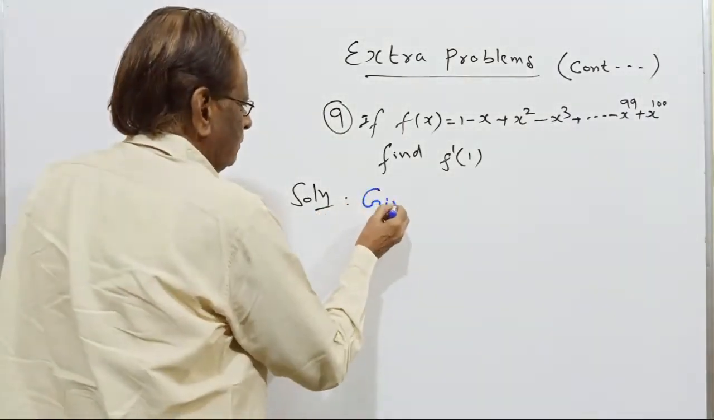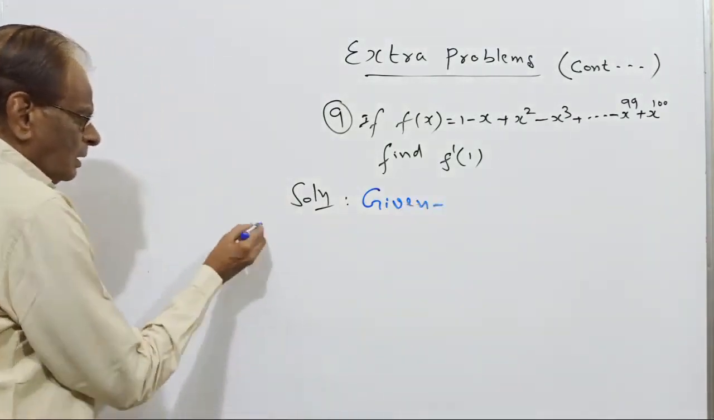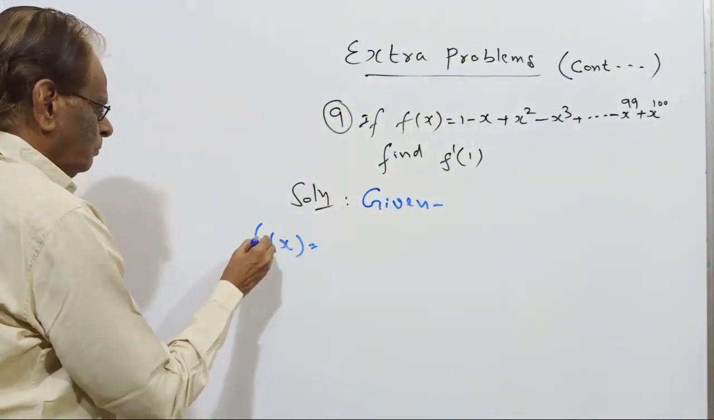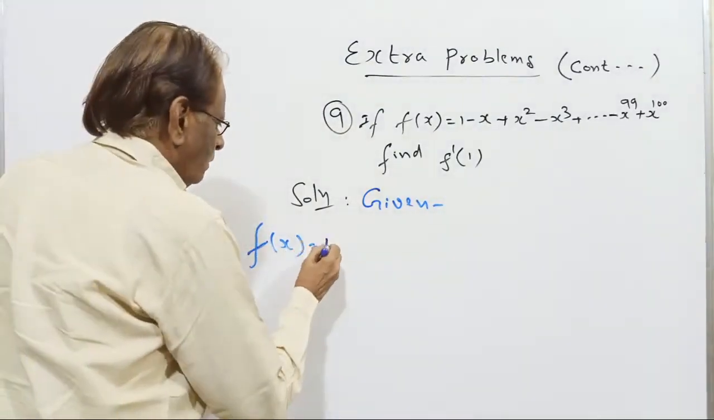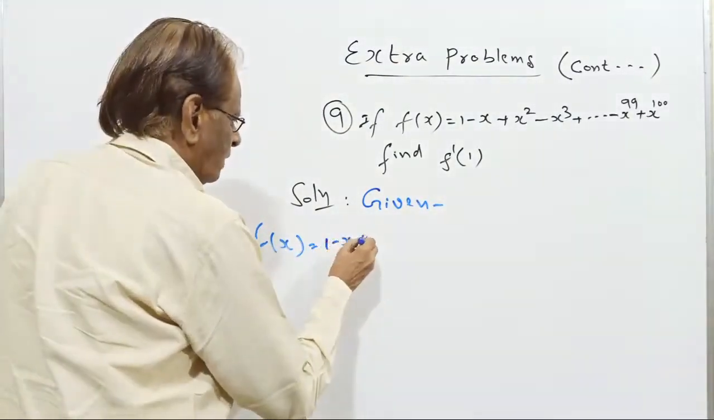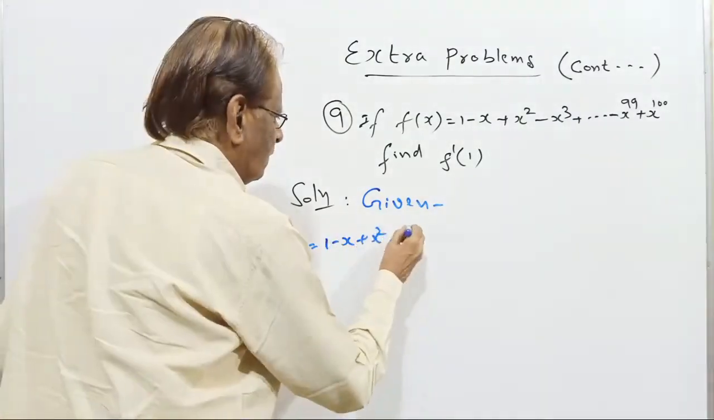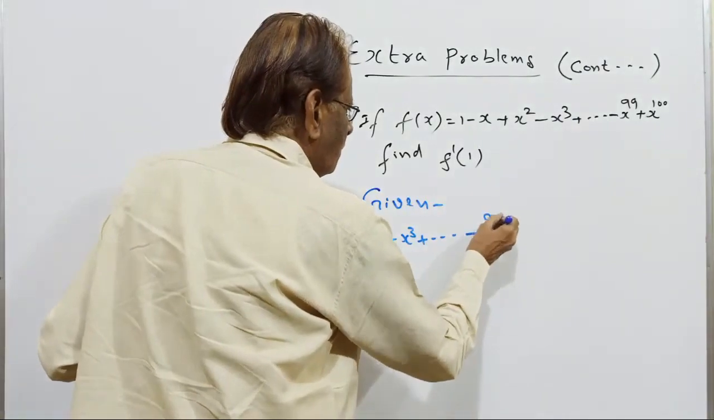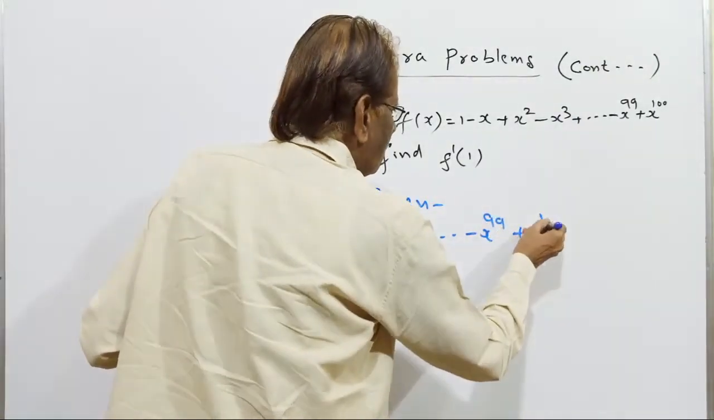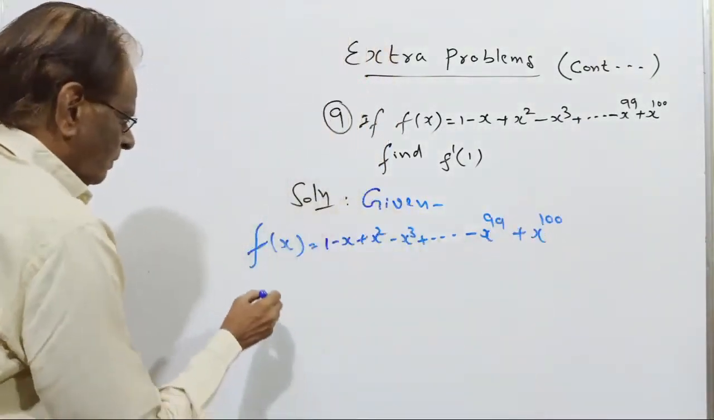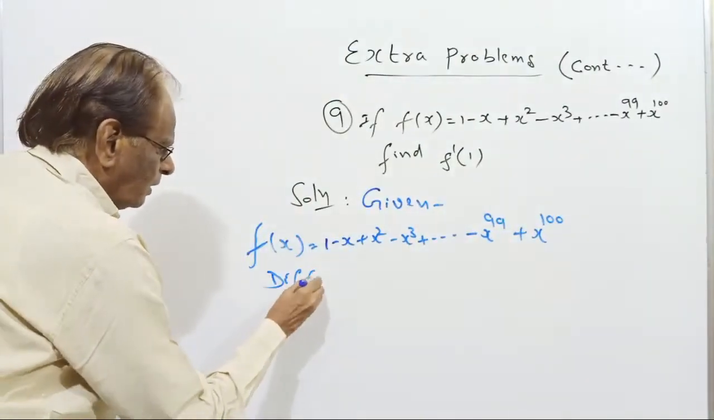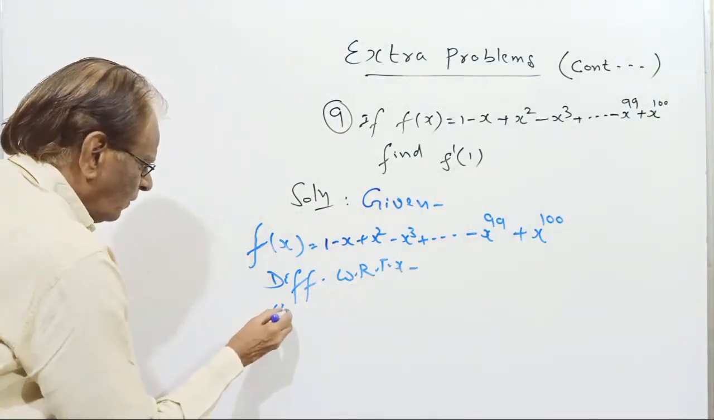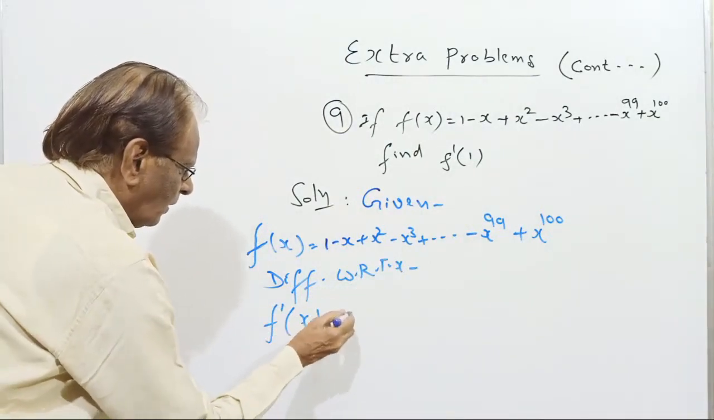Given f(x) equal to 1 minus x plus x squared minus x cube plus dash dash minus x to the power of 99 plus x to the power of 100. Differentiating with respect to x, differentiation of f(x) is f dash x.